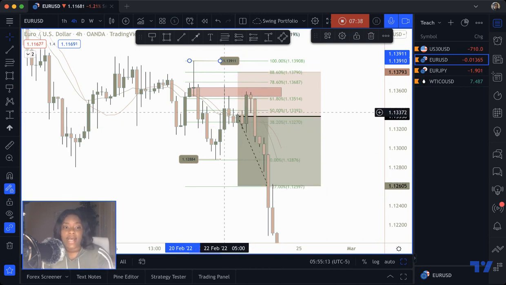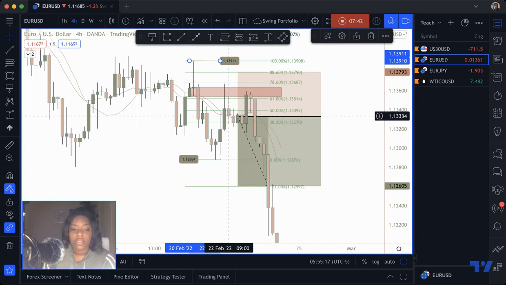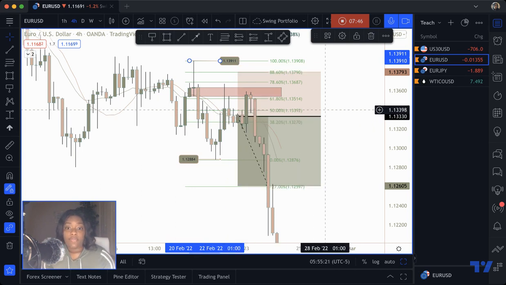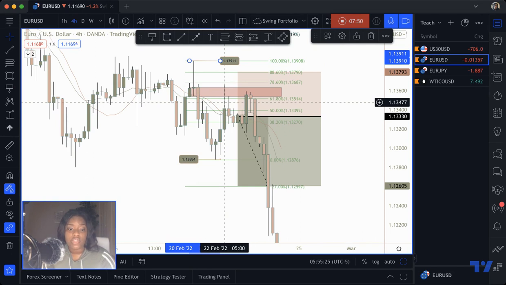So let's talk about time once again. This candlestick closed at 9 o'clock a.m. This candlestick closed at 1 o'clock p.m. And so if you are on your price charts at those times, these were two good entries. You could have taken the 9 a.m. candlestick trade, or you could have taken the 1 p.m.